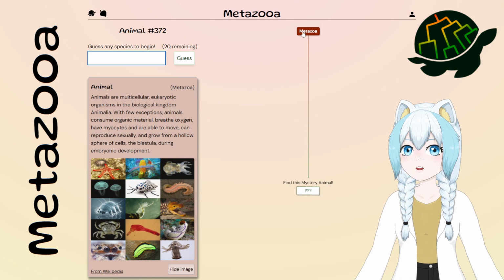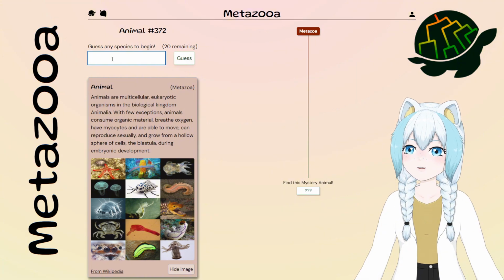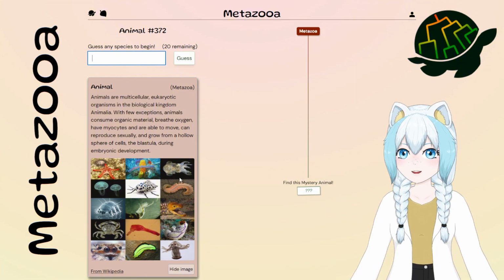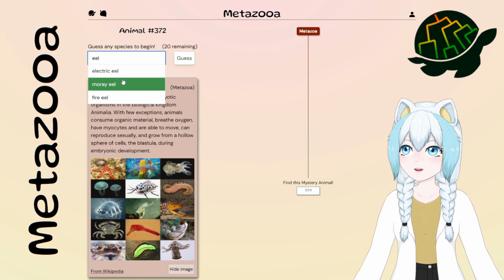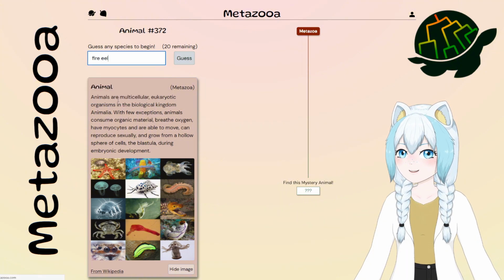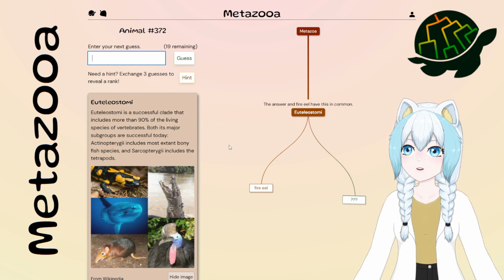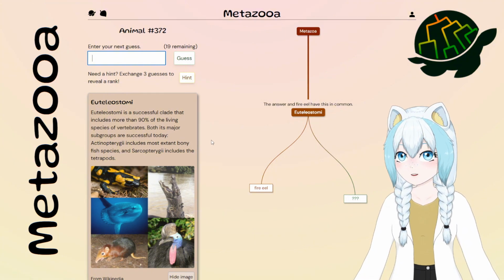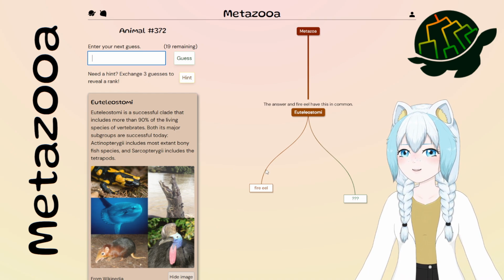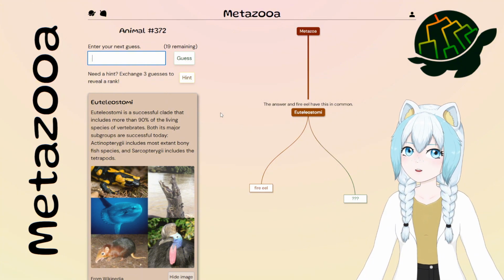Let's try. So we know it's some kind of animal, and we have to figure out what it is. So let's just guess a random creature. Like, I see there's an eel here. Let's see what eels they have. Well, they have electric, moray, and fire. Fire sounds kind of fun, so let's try a fire eel. Okay, so we know that they are Uteleostomi, which is a clade including over 90% of the living species of vertebrates. Not too helpful. Let's try guessing another creature before we think too hard about this.